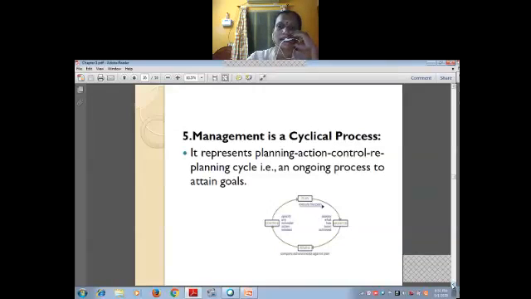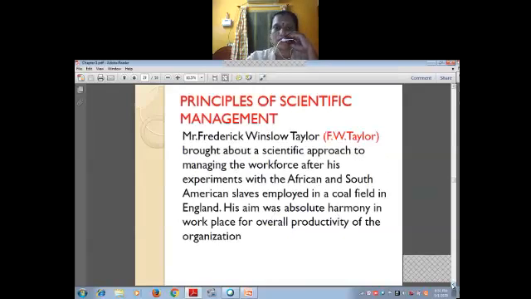Management is a cyclical process. It represents the planning, action, control, replanning cycle, an ongoing process to attain goals. So that we know very well. We have to plan and then we have to monitor, review, control, everything we have to do. Isn't it? It's a cyclical process.